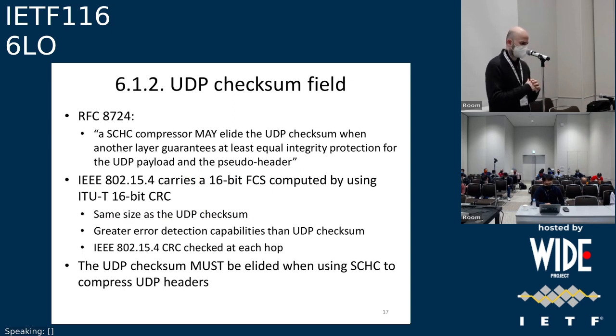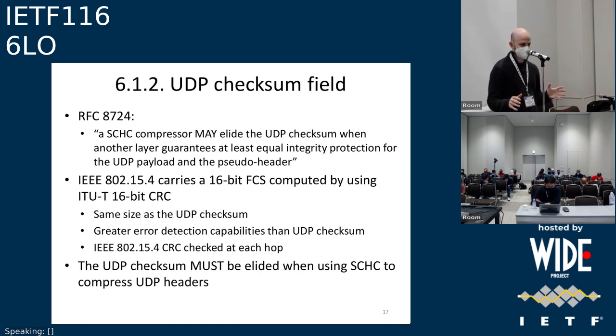Then we also have one subsection added in section 6, which is the one that describes how to compress the IPv6 or UDP fields. So here we focus on the UDP checksum. So in RFC 8724, which is the base SHIC specification, there is text stating that the SHIC compressor may align the UDP checksum when another layer guarantees at least equal integrity protection for the UDP payload and the pseudo header. So we are using 15.4 here.